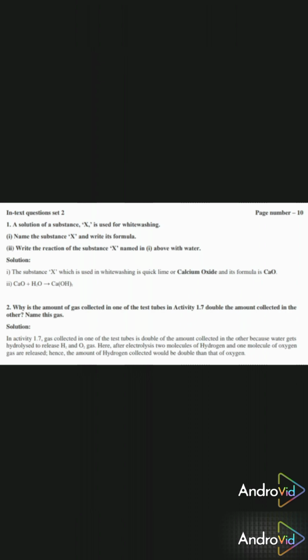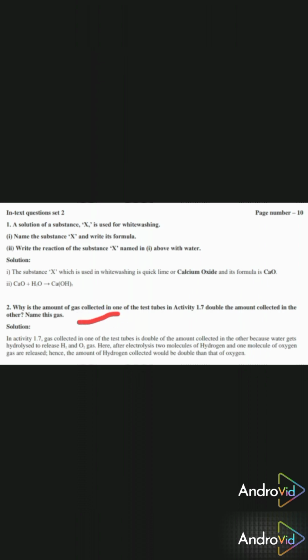The second question in this is, why is the amount of gas collected in one of the test tubes in activity 1.7 double the amount collected in the other? Name this gas. We have to name it.